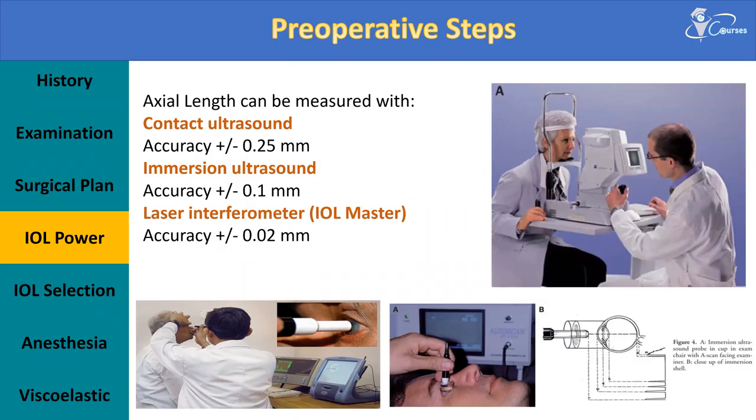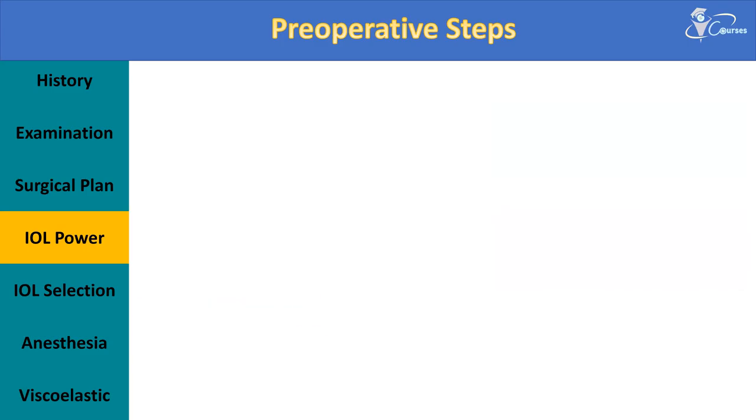But the disadvantage of laser interferometry devices is that they are based on laser beams, and as you know, the laser will not pass through a dense opacity. So if patients have a mature cataract or white cataract, the axial length will be unlikely to be calculated with this method. They will need the conventional method using the A-scan or ultrasound. Okay, so this is how we measure the axial length.